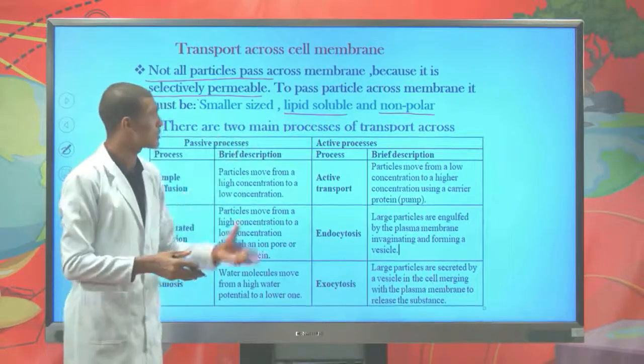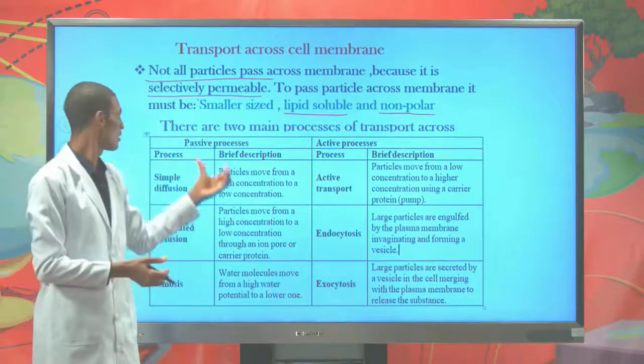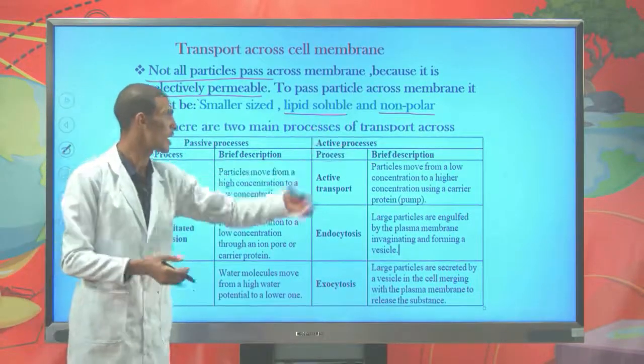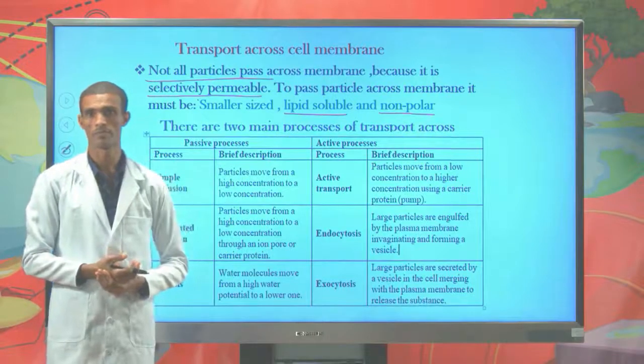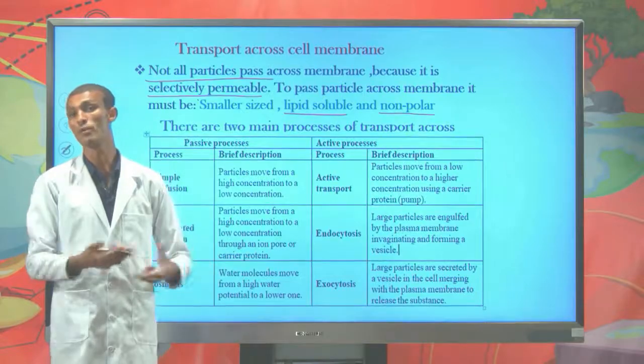The two main processes by which substances cross the plasma membrane are passive transport and active transport. Student, do you know what is the difference between these two processes?